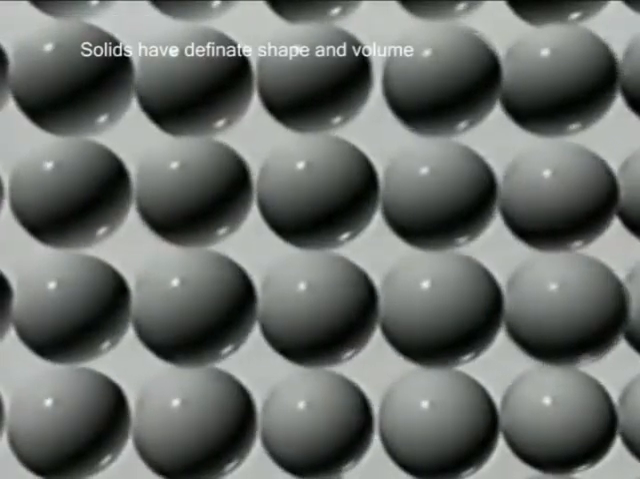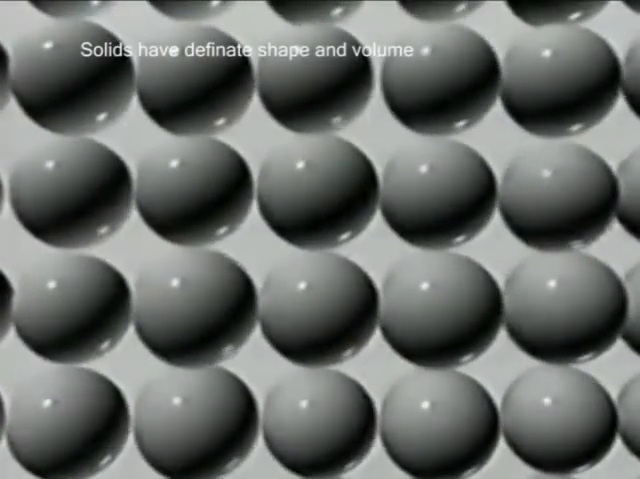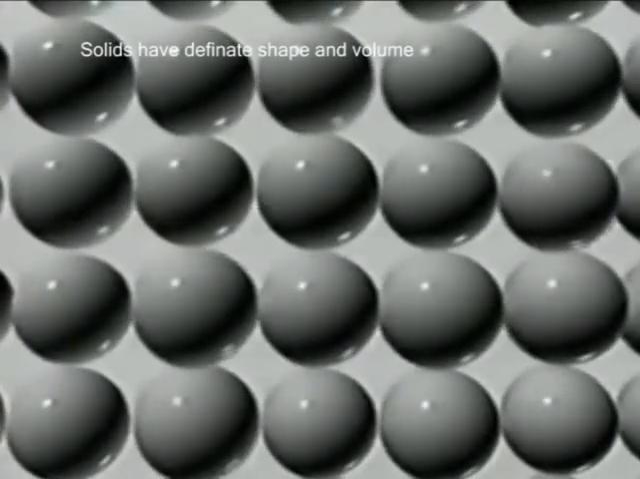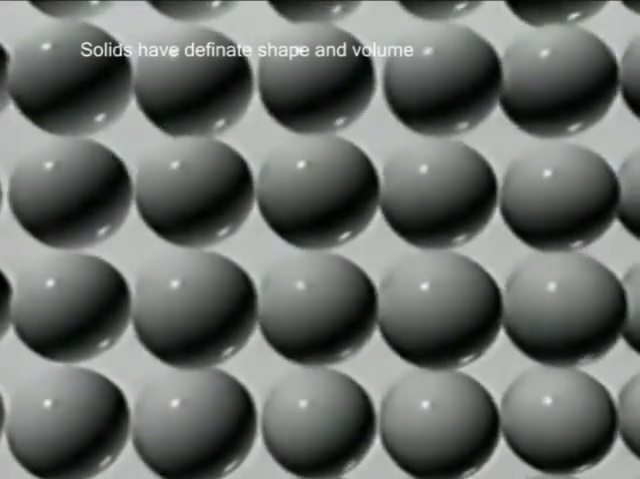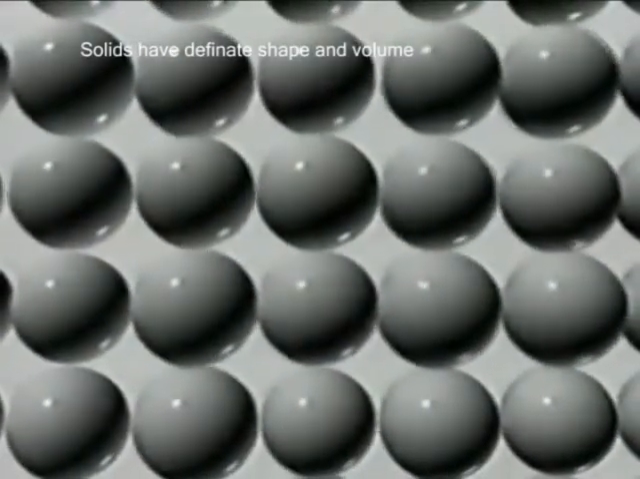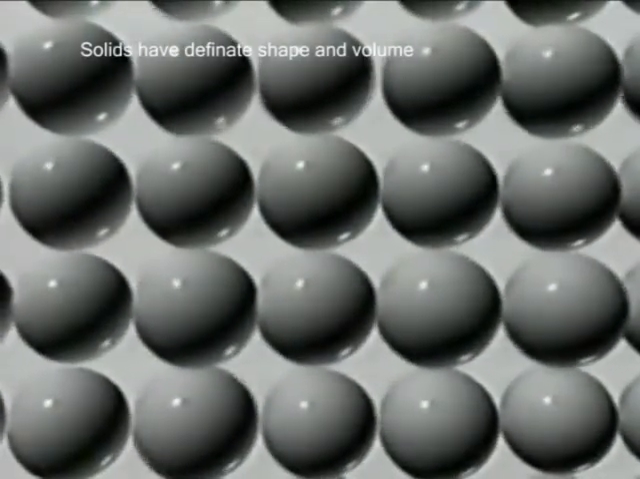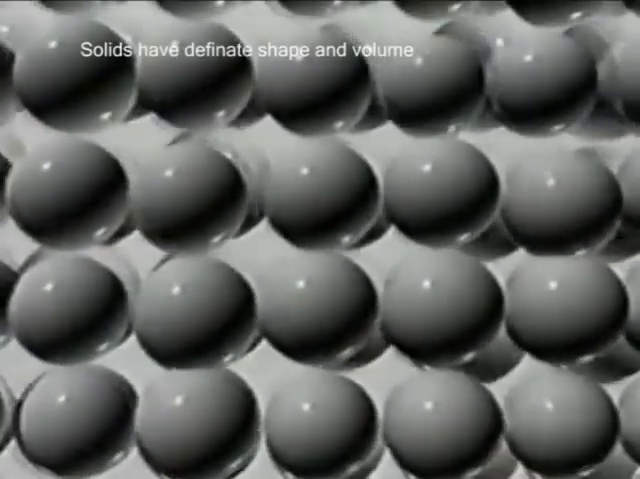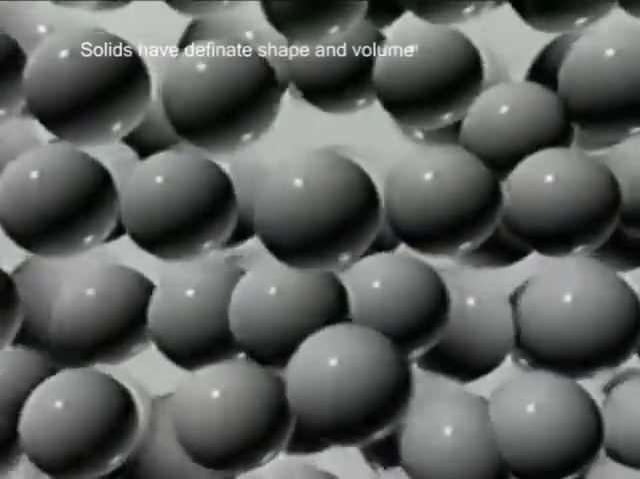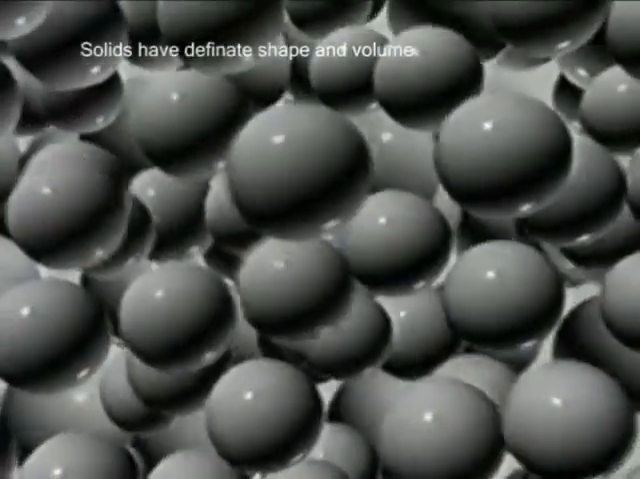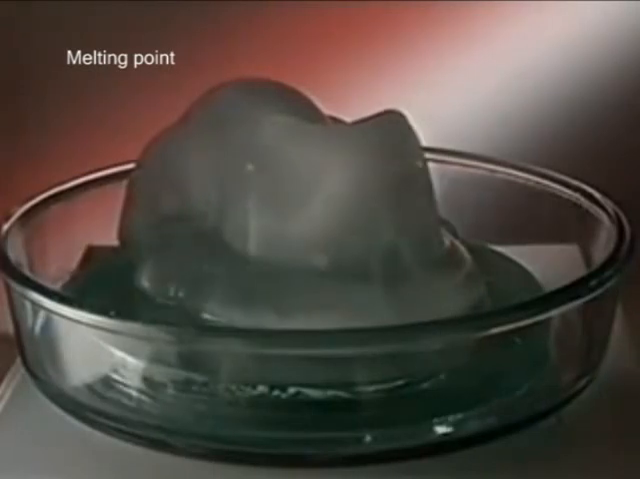When heat is supplied, the cohesive forces begin to weaken and the kinetic energy of particles increases, causing them to vibrate more vigorously. At a particular temperature which is specific for a particular solid, the particles have enough kinetic energy to overcome the forces of attraction, setting them free, and the solid melts into a liquid. This is the melting point.